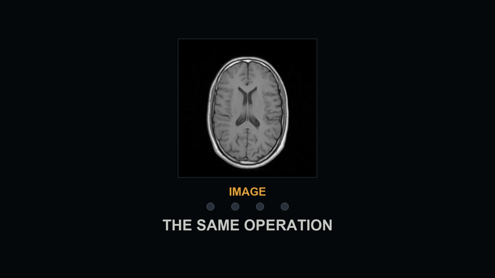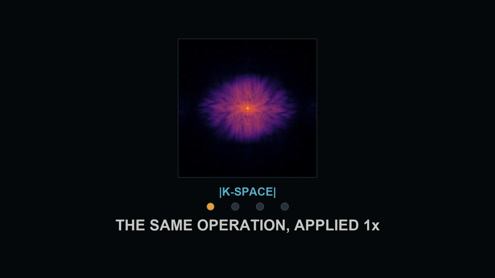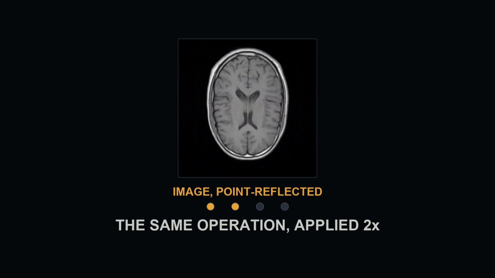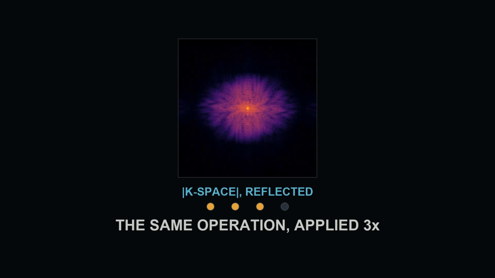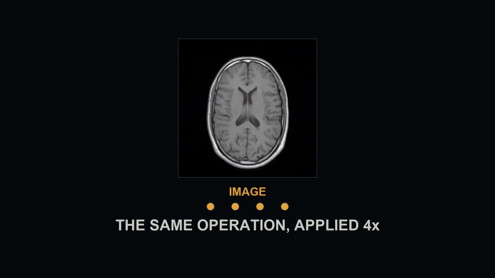Take a brain scan and apply one operation. You get K-space. Apply it again and the image comes back, reflected through the origin. Again, K-space, mirrored. A fourth time, and you are exactly where you started. Four applications, and nothing you can see has turned.